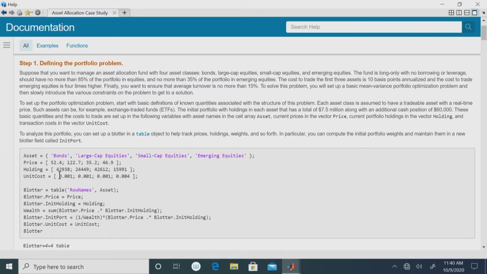And also the unit cost. So, the unit cost here identifies the transaction cost for each of the asset class. So, remember that for the first 3 asset classes it was 0.1%, which when you divide by 100 becomes 0.001, and finally, for the emerging equities you have 4 times the transaction cost. So, in this case we have 0.004. So, this is the cell array that actually gives you the basic parameters, namely the price, the holding and the transaction cost.